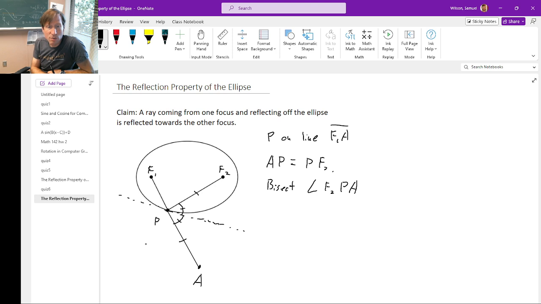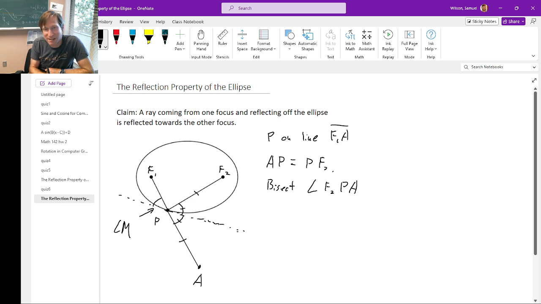Okay, so you might notice on this diagram that it appears that this bisecting line that we have constructed is tangent to the ellipse. And in fact, that's true, and that's the important thing, because if we can prove that this line is tangent to the ellipse, then that means that this angle to the left is, what should I call that angle? Let me call that angle, not Q, M.